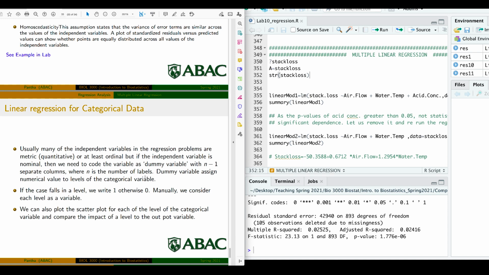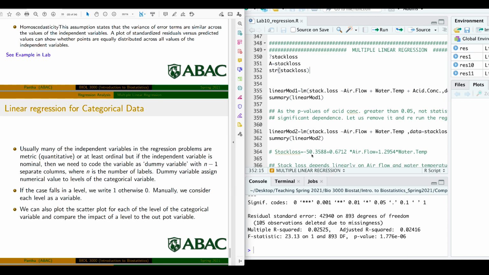This is when you do it by hand, but when you use R, it is just similar to the previous simple linear regression or multiple linear regression for the numerical variable. Okay, a dummy variable assigns a numerical value to the levels of a categorical variable. If a case falls in a level, we write 1, otherwise 0. Manually, we consider each level as a variable. What it means is, let me show you a simple example.